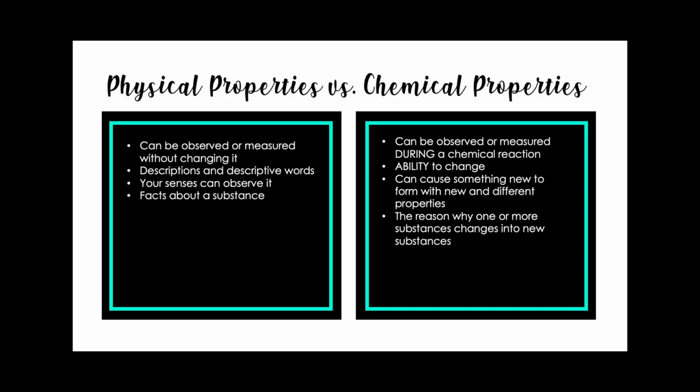So, physical properties versus chemical properties. Physical properties can be observed or measured without changing it. They're descriptions and descriptive words. Your senses can observe it, and it's facts about a substance. Versus chemical properties, those can be observed or measured during a chemical reaction. It's the ability to change. These cause something new to form with new and different properties. It's the reason why one or more substances changes into new substances.